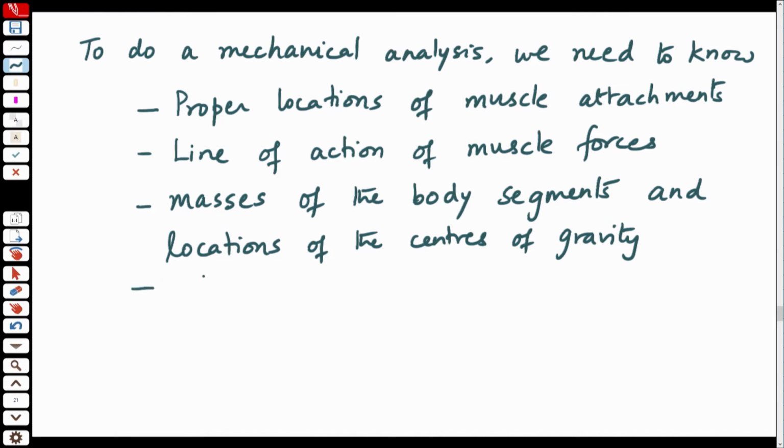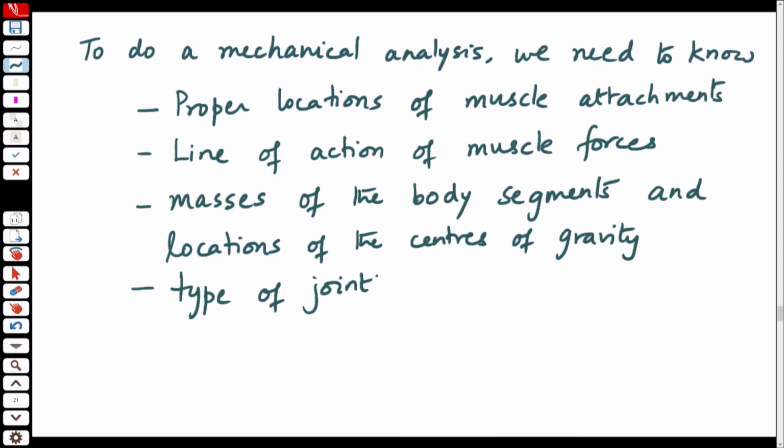We also need to know the type of joint that we are dealing with, like we talked about the beam that is fixed versus a pinned one. You need to know what motions are allowed by the joint, so that you know to apply the appropriate reaction forces and moments at the joint. So, you need to know the type of joint that you are looking at, and you need to know the axis of rotation.